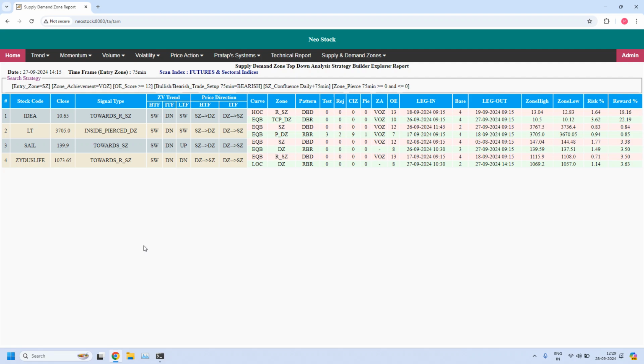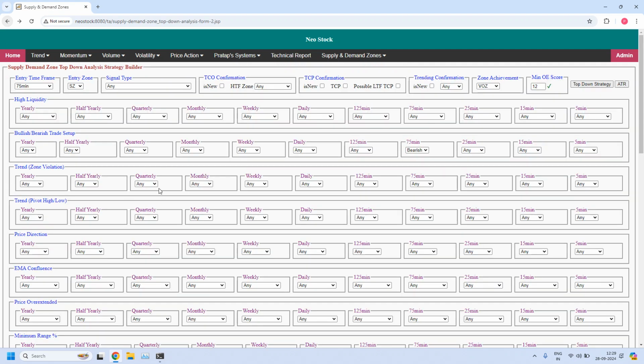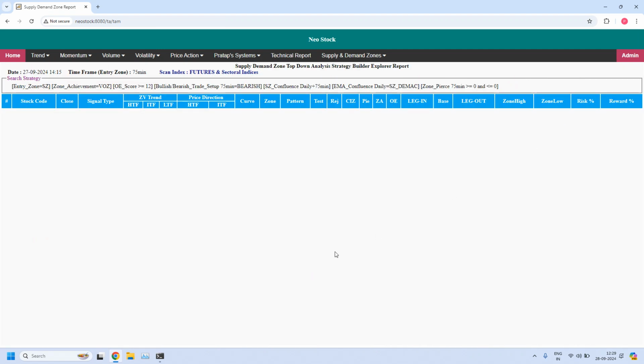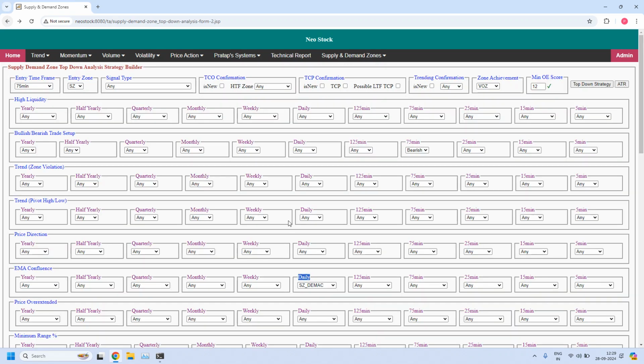If any of these 4 stocks are having a daily EMA confluence, that is, supply zones are having daily EMA confluence, it is a high probability setup. Because 75 is part of the daily zone, and in the EMA confluence at daily time frame, daily supply zone with daily EMA confluence. So none of those stocks are having a daily EMA confluence. No issues. Next, let us look for LTF, ITF and HTF confluence.